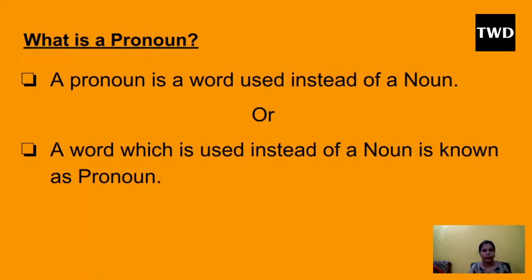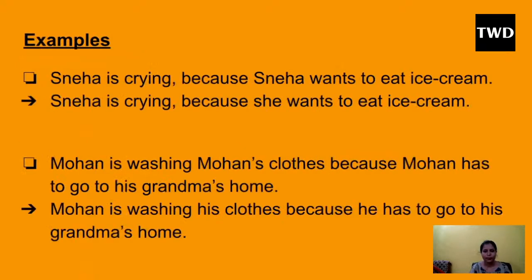Thank you, Animesh, for replying. Yes. So here there are some more examples, like Sneha is crying because Sneha wants to eat ice cream. Is this the proper structure of the sentence? No, it is not. Yes. Sneha is crying because she wants to eat ice cream. This is the correct one.